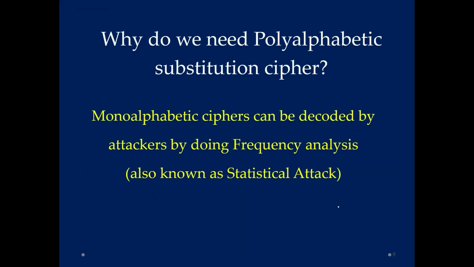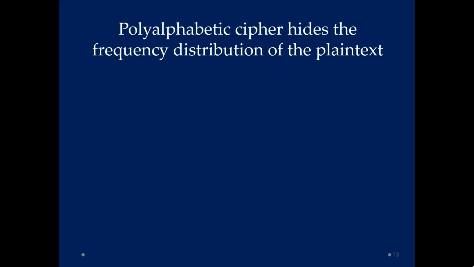So why do we need polyalphabetic substitution ciphers? Basically in monoalphabetic ciphers, an attacker can easily decode by doing something known as frequency analysis or statistical analysis. So monoalphabetic ciphers are vulnerable to attacks. An attacker can get the cipher text, he can perform an analysis called frequency analysis, or we call it a statistical attack, and he can try to predict what is the plain text. One way to overcome the statistical attack is to use polyalphabetic cipher.